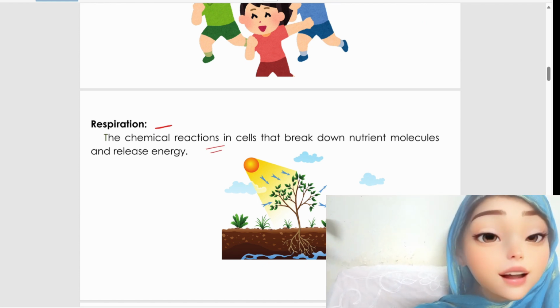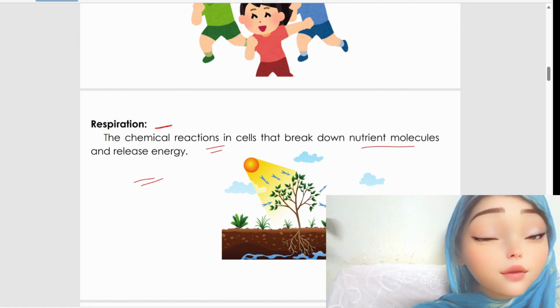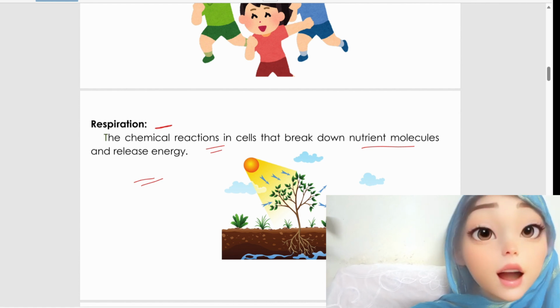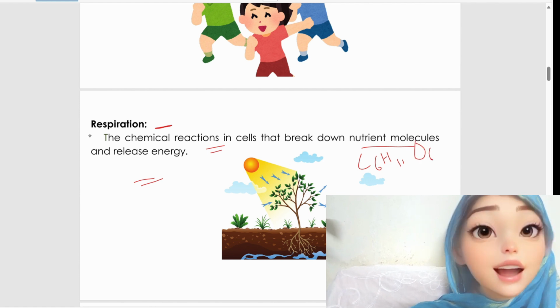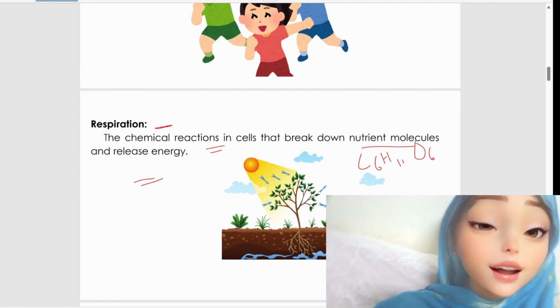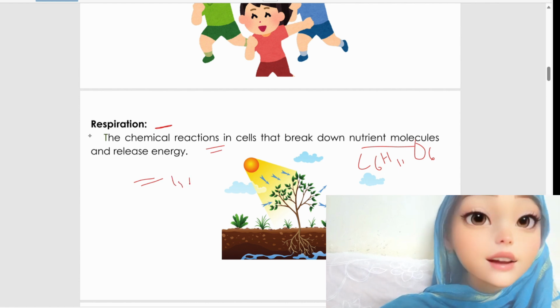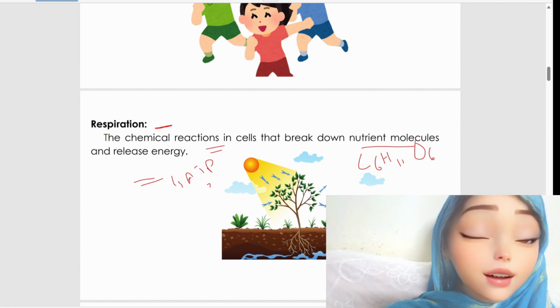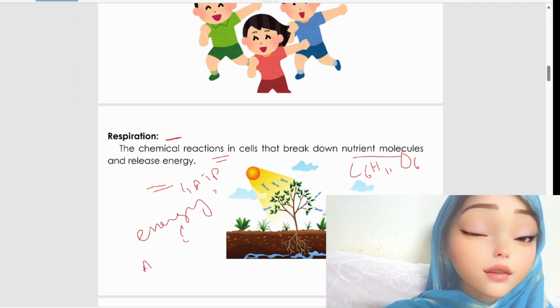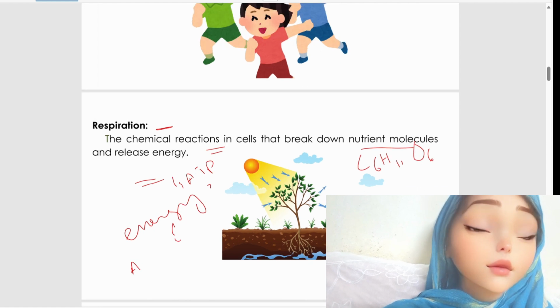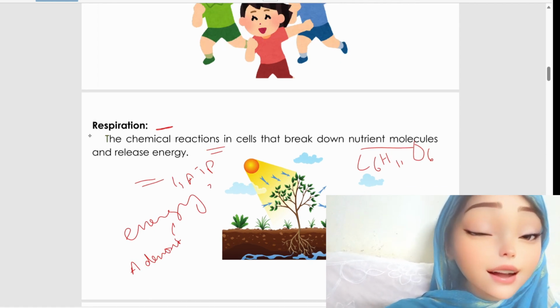Respiration is a process in which the nutrient molecules, that could be glucose, C6H12O6, are broken down to release a large amount of energy in the form of ATP. And here ATP is a unit of energy, and ATP stands for adenosine triphosphate. Now let's move on to the next definition.